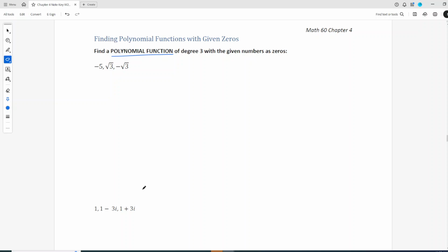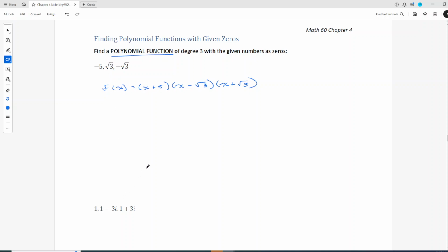So I won't make you do these with too many zeros. It's kind of painful to multiply through 5 linear factors together. But your first step is going to be the same. So we are going to write this as a product of linear factors. So you're going to have x plus 5. Then you're going to have x minus root 3 and x plus root 3. Now the reason they ask you these questions is they really want to show you what happens to your polynomial function when you have these irrational or imaginary zeros.